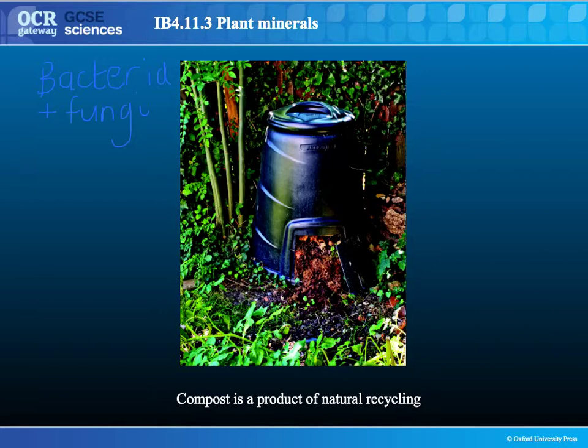So an example here is of a compost bin. Farmers and gardeners will use these. They will put dead plant material, such as grass cuttings from mowing lawns, leaves, twigs, things like that, into this compost bin, allow them to decay, and then you'll have a nutrient-rich soil that can be used to put on other soil to grow plants.